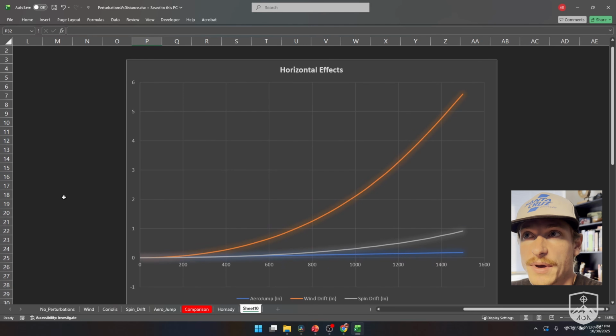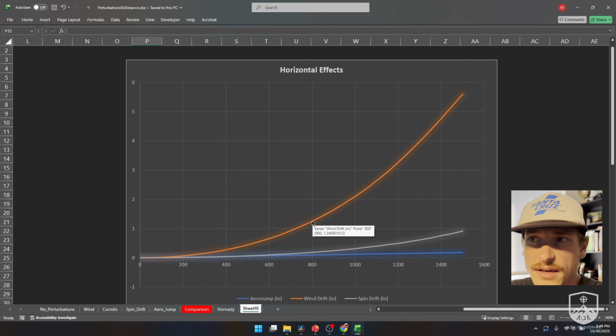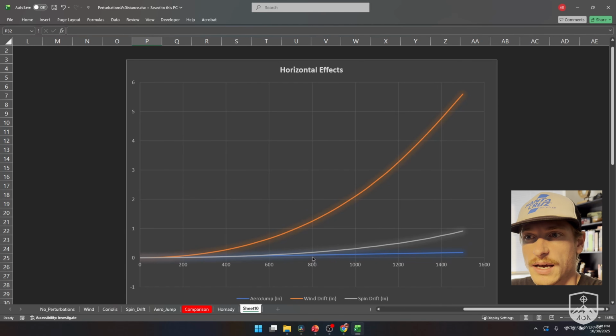So when we're talking about your horizontal effects, which are the hardest ones to account for, the wind effects trump everything. This is the horizontal drift in inches over distance here. So we see at 800 yards, at, I think I put 5 mile an hour wind or less, we're looking at over an inch off. Of course, you also have to account for spin drift, aero jump, Coriolis effects, things like that. But those are going to be relatively small.